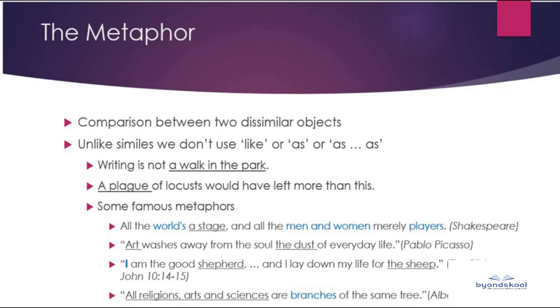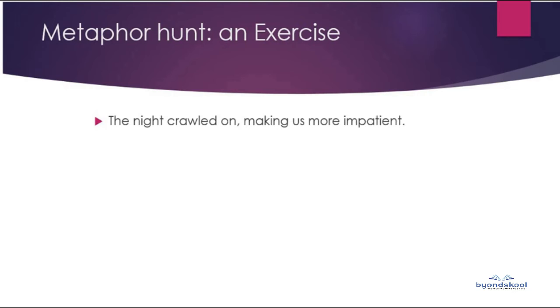And then this one's from Einstein. All religions, arts and sciences are branches of the same tree. Here Einstein is comparing knowledge to a tree, and these branches, these fields of studies have been compared to branches. Here is an exercise for you, a metaphor hunt. Let's try to figure out together what has been compared with what.